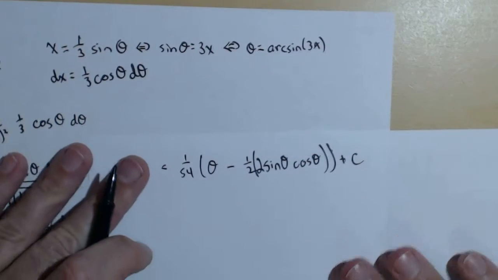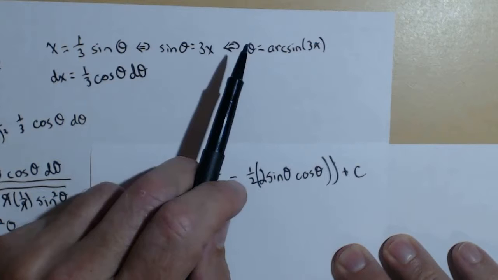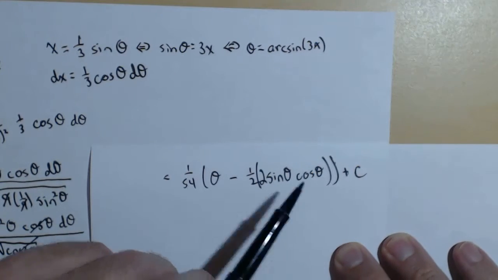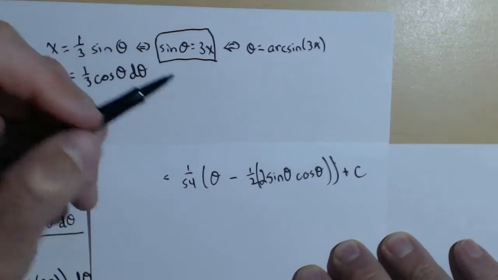Okay, so I'm going to come up here to what we have and what we need. We have sine of theta, it's 3x. We have theta, it's arcsine of 3x. We don't have cosine of theta. So we're going to take this part and find what cosine of theta is.